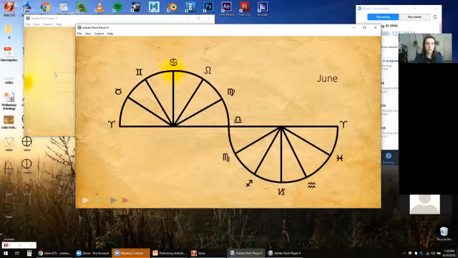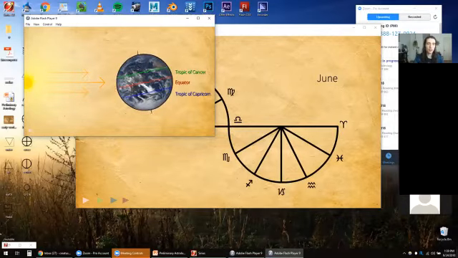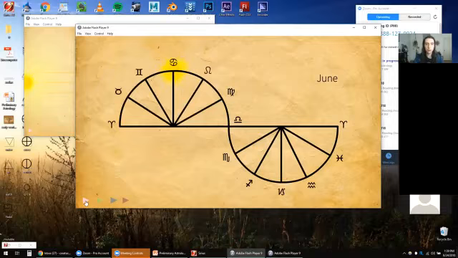And then we have the summer solstice. Oh, it's going the wrong way. This is when the sun's incoming rays are aligned with the Tropic of Cancer. At this exact moment, the sun enters the sign of Cancer. Moving forward, the sun goes into Leo in July, moves into Virgo in August.